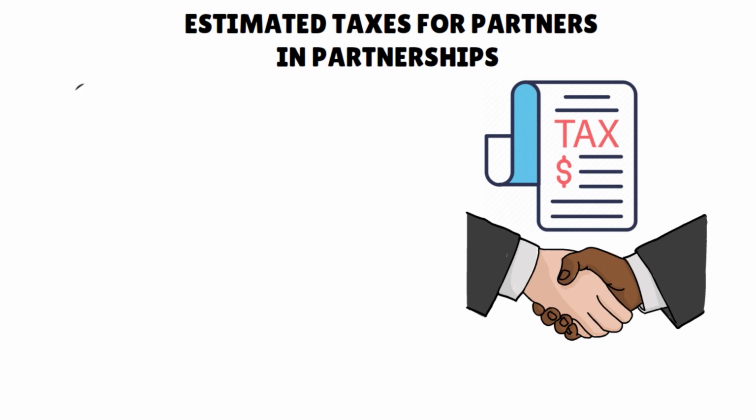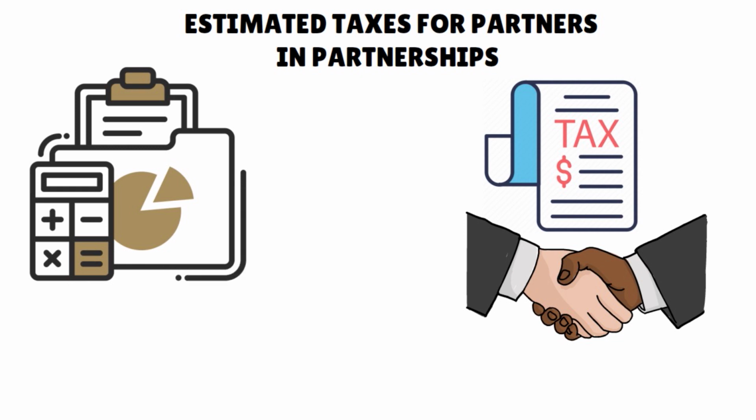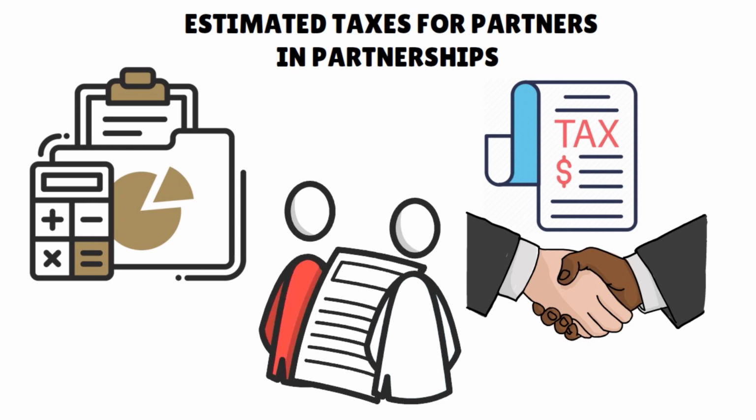Partners may have to pay estimated taxes if they expect to owe more than $1,000 in taxes when their personal return is filed. Quarterly estimated tax due dates are April 15th, June 15th, September 15th, and January 15th of the following year. You may pay estimated taxes by check with a voucher or by direct pay.